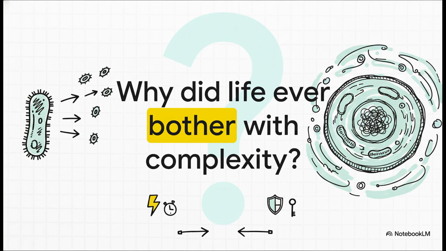And that kind of leaves us with this one last big, juicy question to chew on. If that simple, fast, and incredibly efficient method works so well, it allows bacteria to multiply at mind-boggling speeds, then why did evolution ever go down this long, complicated road to complexity? What was the big payoff? What did eukaryotes gain that was worth giving up all that incredible speed?